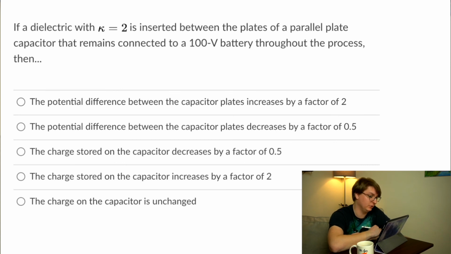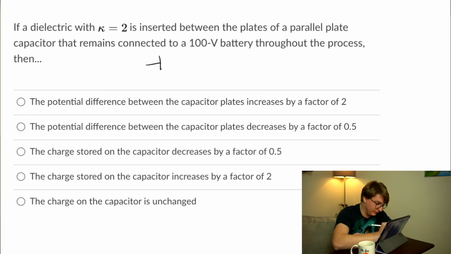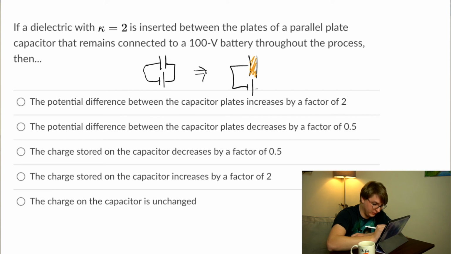The dielectric with kappa equals 2 is inserted between the plates of a parallel plate capacitor that remains connected to a 100-volt battery through the process. Then, picture time, you have some batteries hooked up, and you put some bad boy material in between there. And so, what does that mean? Well, the voltage is going to remain constant. The voltage is always going to be V.